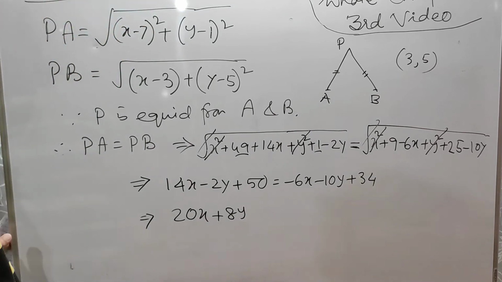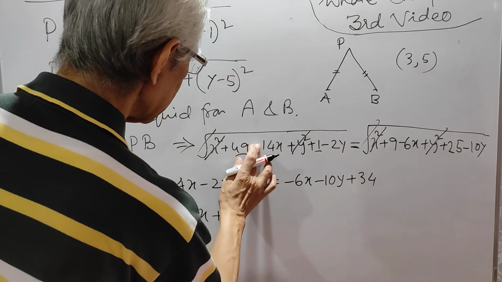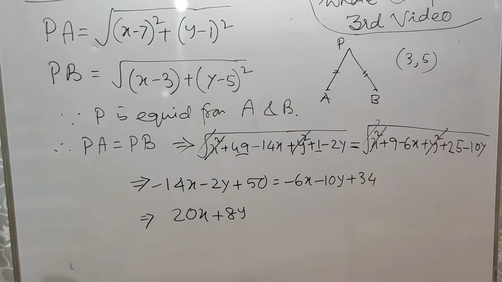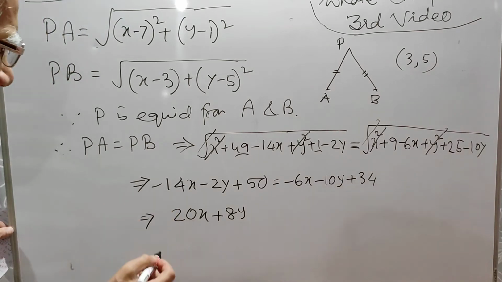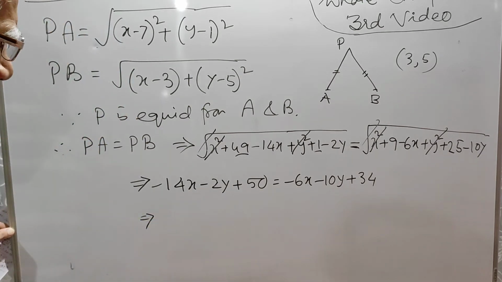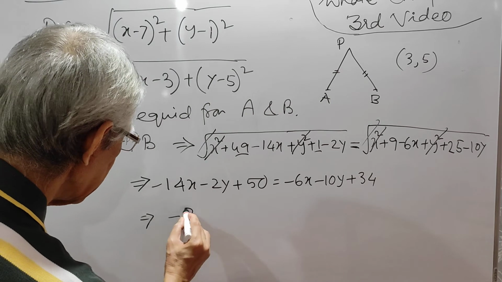x plus 1, x minus 1, x minus 3, x minus 7, y minus 1. X squared plus 49, x squared plus 49 minus, oh, one minute. Sorry, this should be minus 14x. Yes, it's minus 14x. Minus 14x plus y squared plus 1 minus 2y, and x squared plus 9 minus 6x plus y squared plus 25 minus 1. Okay, so this will be minus 14x. So minus 14x plus 6, yes. Sorry, it will be minus 8x.